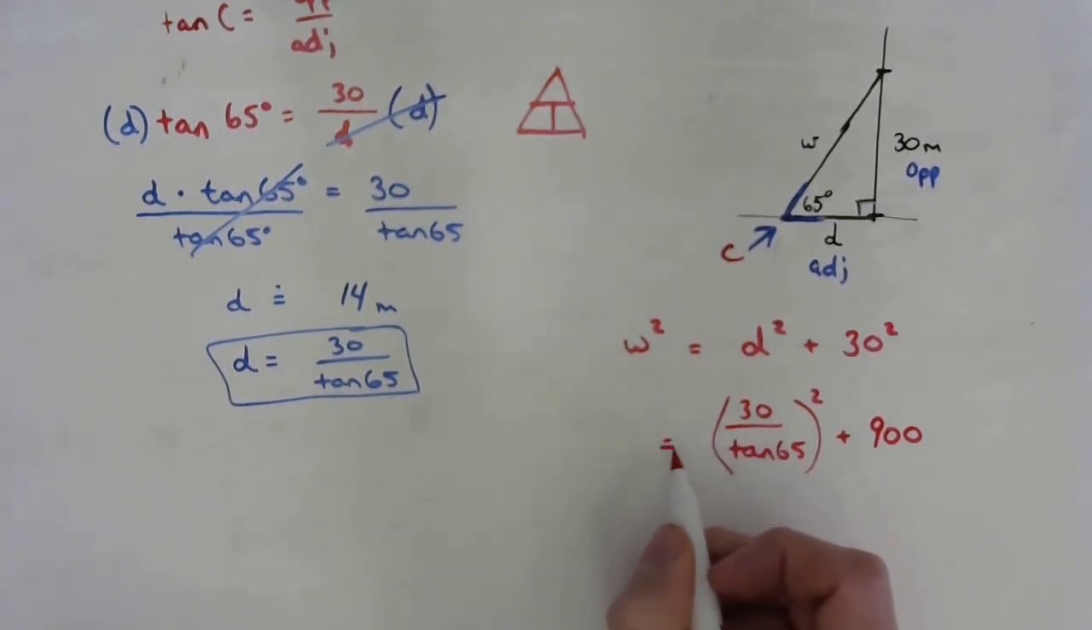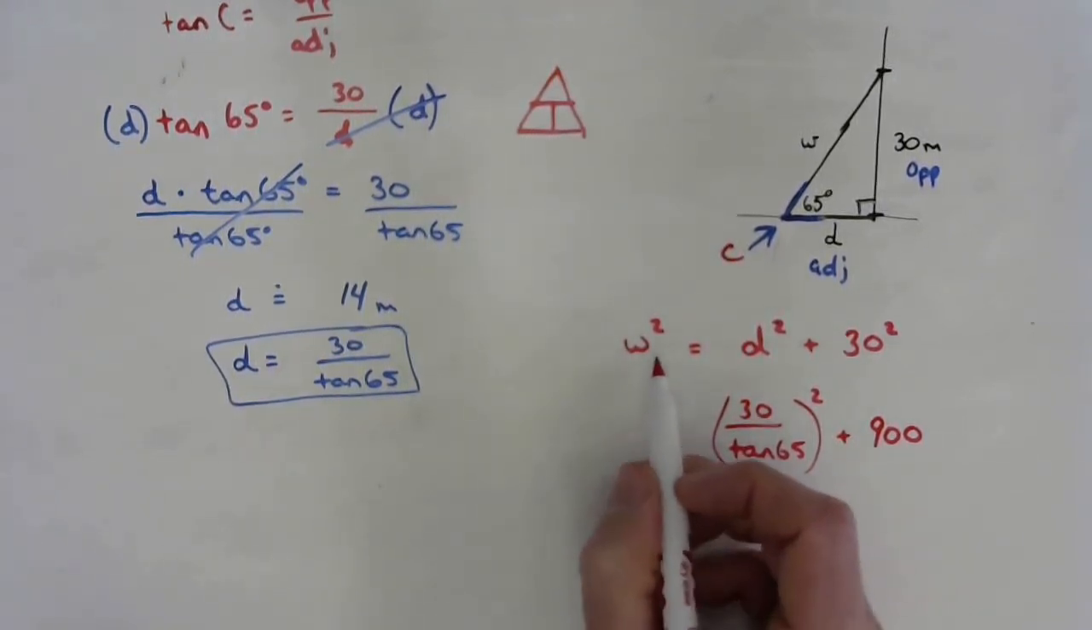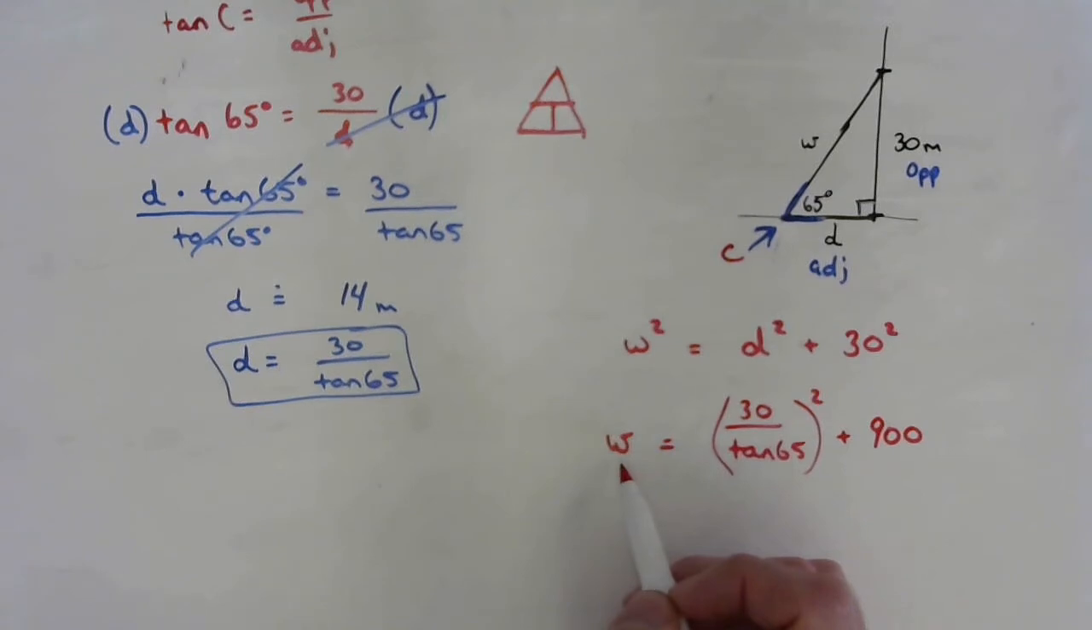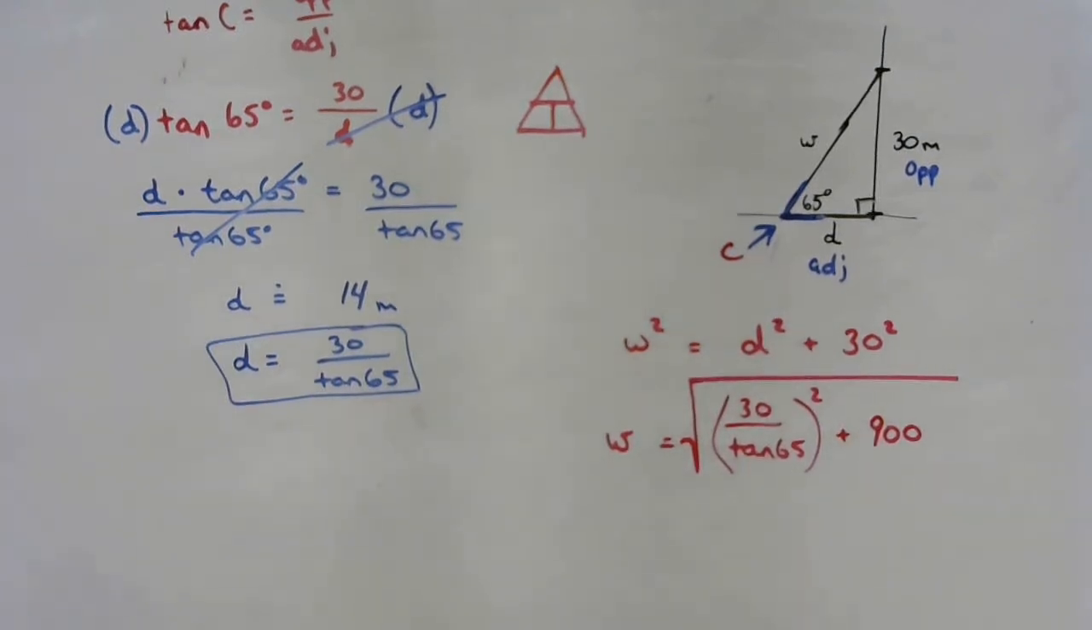And I'm going to do something tricky here, because we don't care what w squared is. We want w. What did I do to the left side to get from here to here? You square root. I took the square root. So I actually have to take the square root of the whole right side as well.